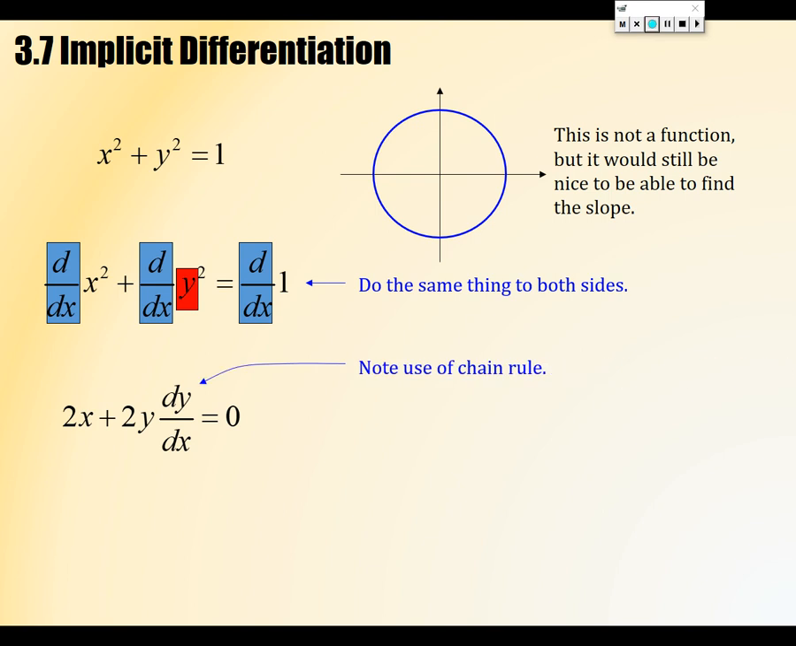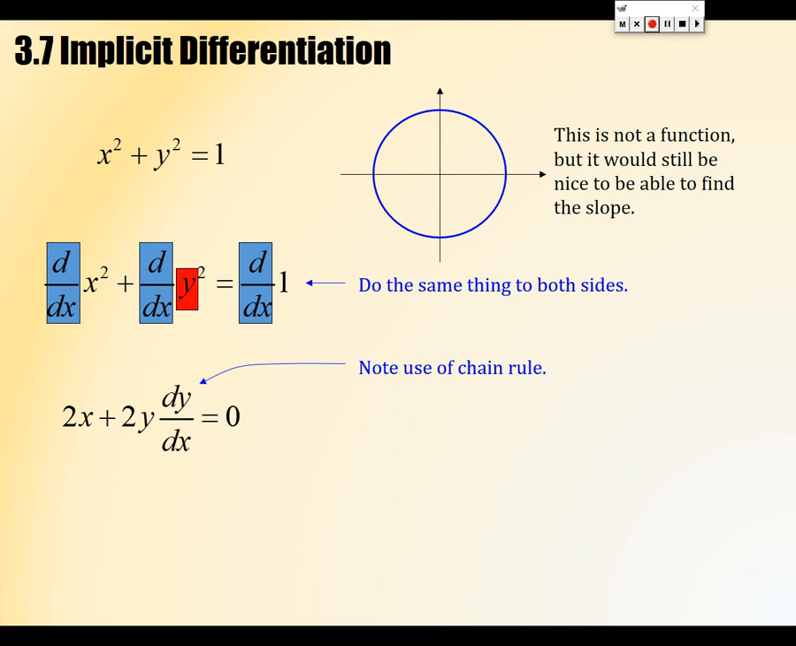So the 2x and the 0 are exactly what you said, right? Those are not a surprise to you. But what might be a little bit of a new idea to you will be the fact that when we take the derivative of y squared, we need to say it's 2y times, since we didn't take the derivative with respect to y though, we need to use the chain rule here. Multiply by the derivative of y with respect to x.